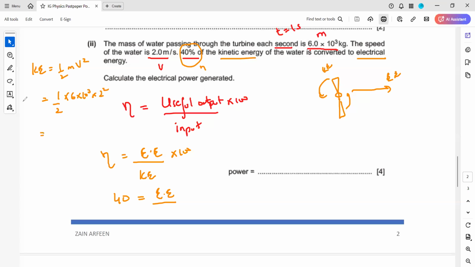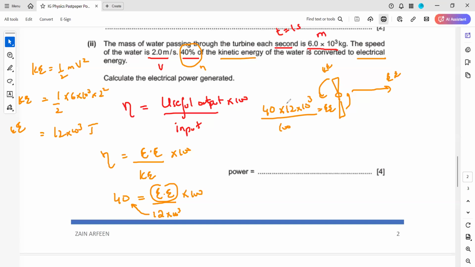So when you simplify this, the kinetic energy will be 12 into 10 to the power 3. That will be the kinetic energy. So the kinetic energy is 12 into 10 to the power 3, multiplied by 100. Now you need the electrical energy first and then we'll find the electrical power. So 12 into 10 to the power 3 is divided, other side it will be multiplied. So it will be 40 multiplied by 12 into 10 to the power 3, which is 12,000, divided by 100. So what is the answer? 12,000 into 40 divided by 100.